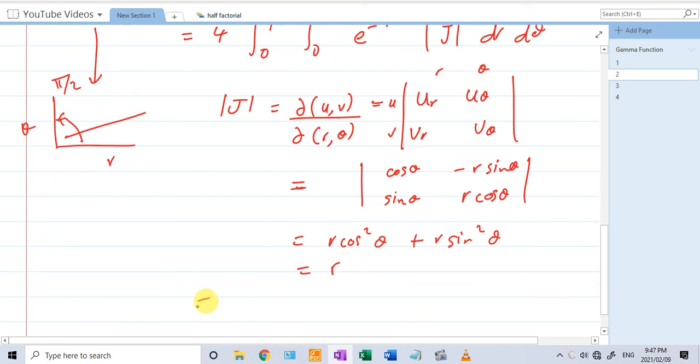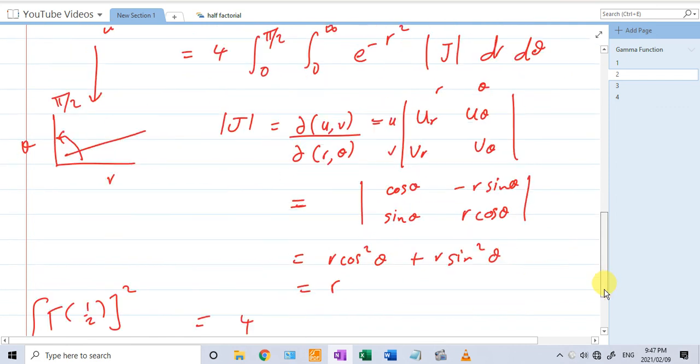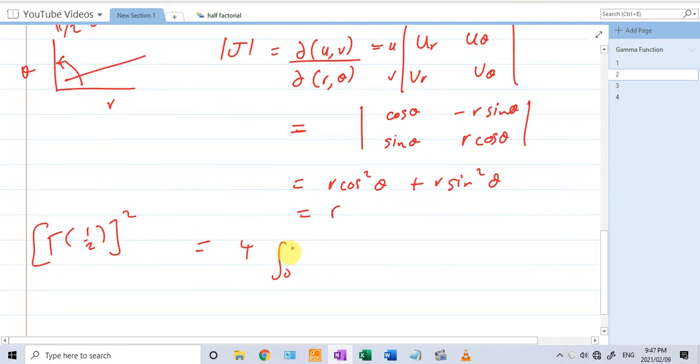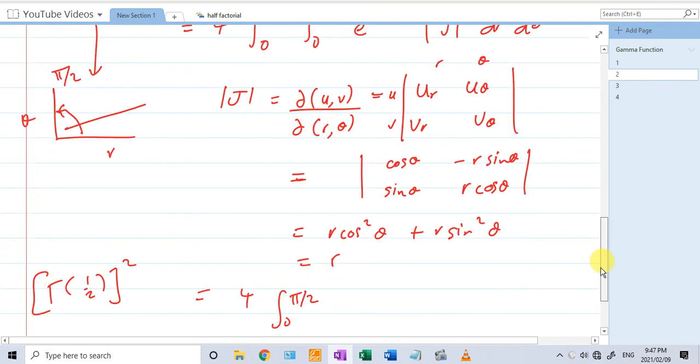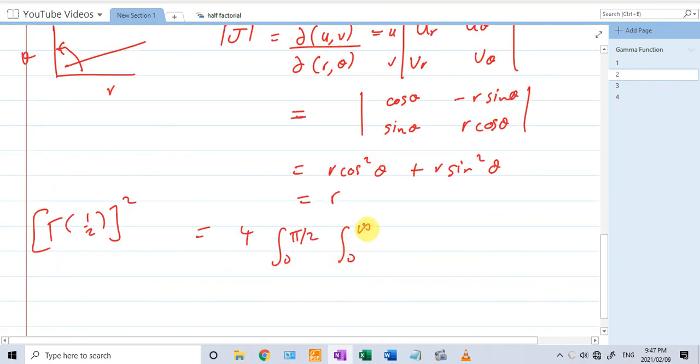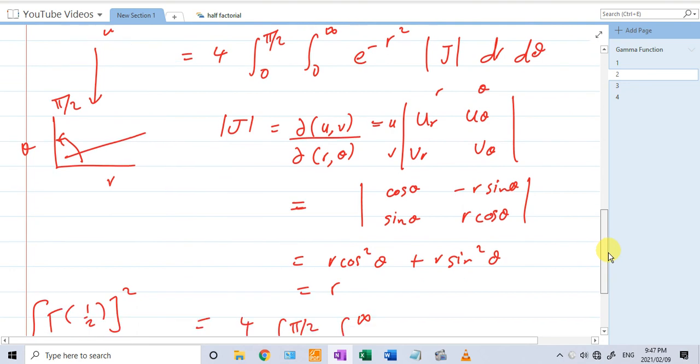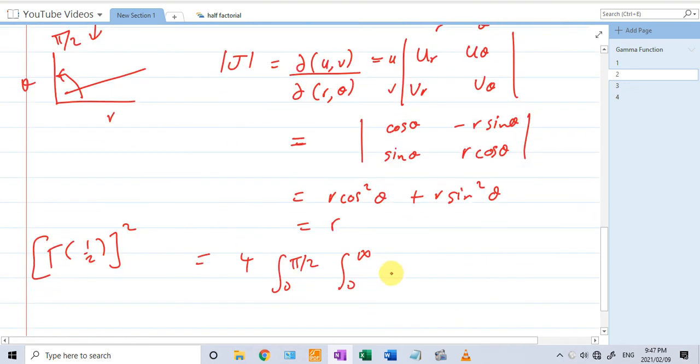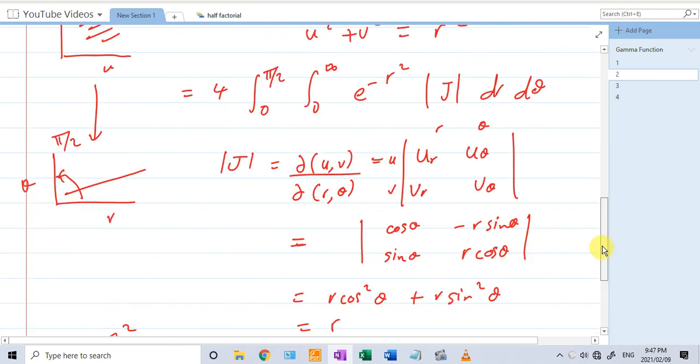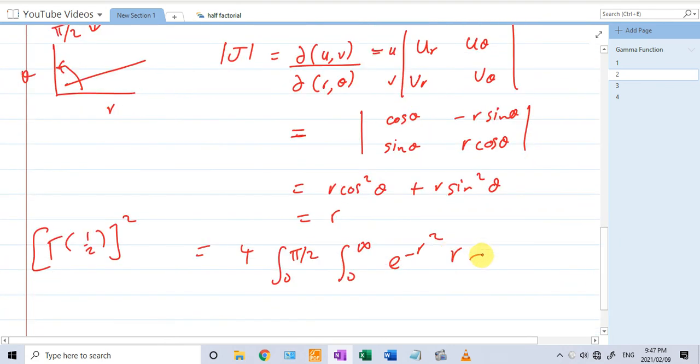So what we have here is gamma half all squared is equal to 4, integral 0 to pi by 2, integral 0 to infinity, e to the power negative r squared, times r, dr d theta.